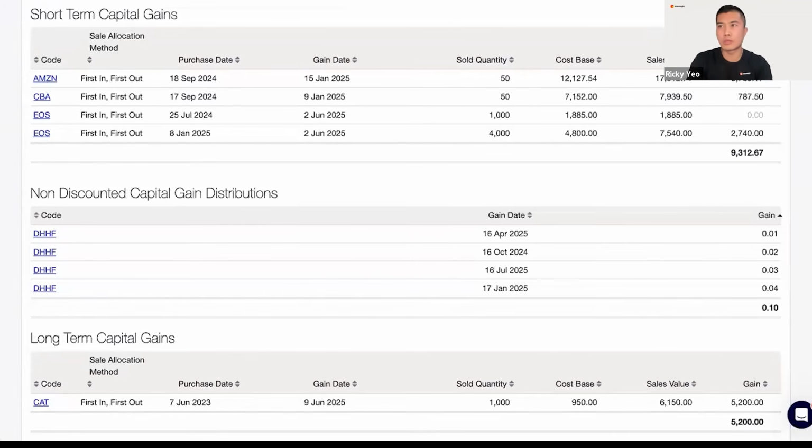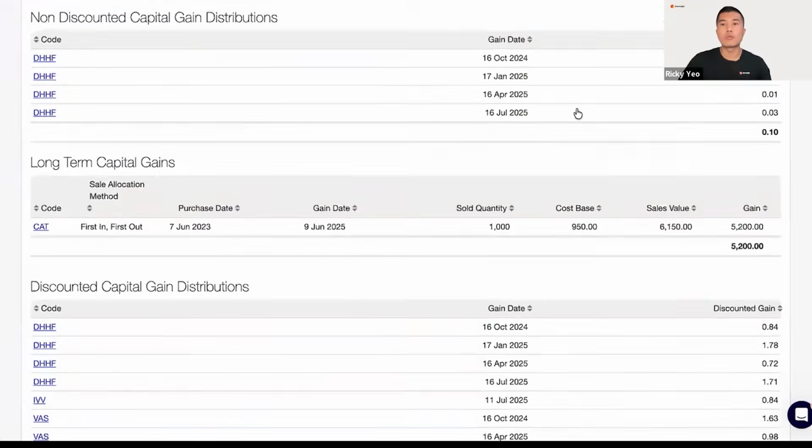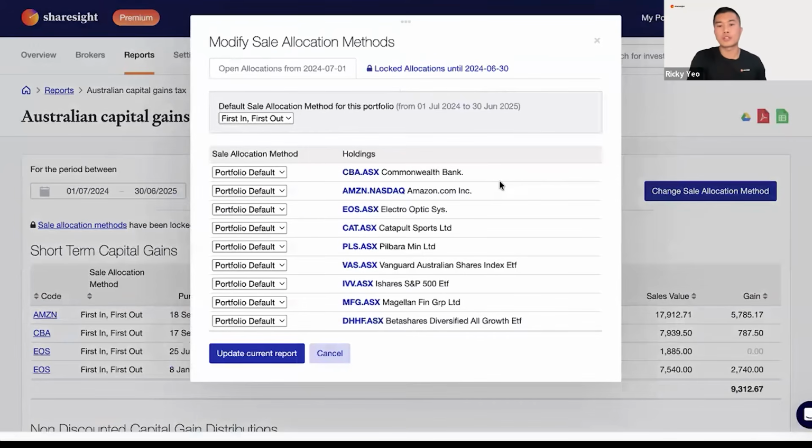Okay, so this is back to the sell allocation method. Can I lock for multiple periods, such as if I change the sell allocation method more than once? Yes, you can. The general way most people do it is they lock it by financial year. So you lock it for the 2024 financial year, and then you lock it again for the 2025 financial year, across a 12 month period. You can do multiple locks. That's totally normal.